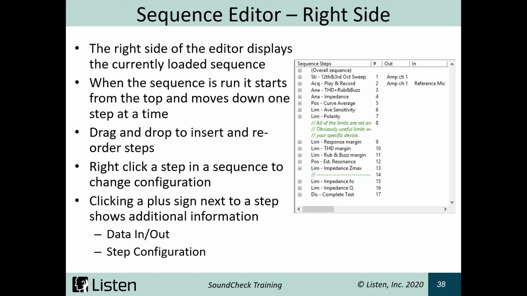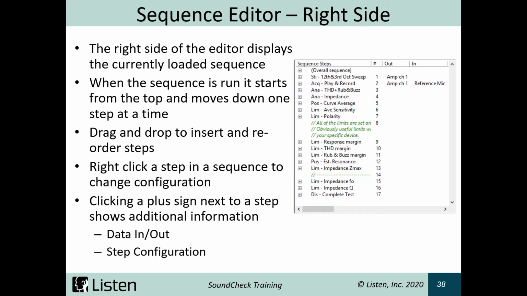There's also a way to just quickly see what the step configurations are, as well as what data is going into or out of the step. On the left of all of these, there is a plus sign. It will show you what data is going in, what data is going out, and then if there's any looping or if there's any overwrite settings.